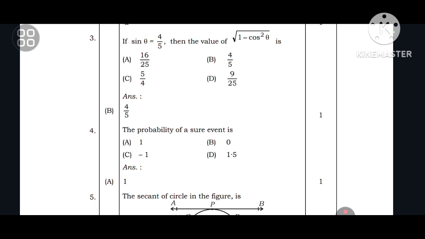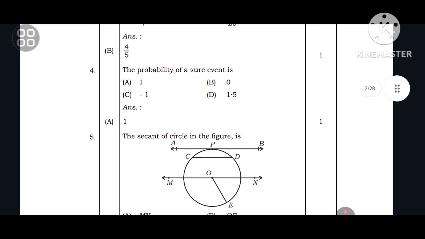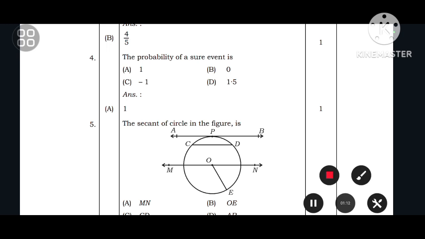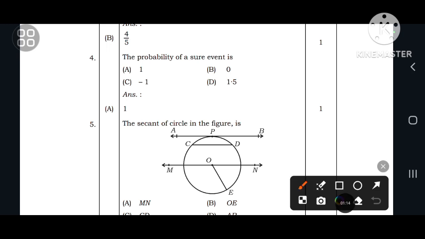Coming to the fourth question, the probability chapter. The probability of a sure event is a fixed question asked many of the times. As you can see, the probability of the sure event is 1.